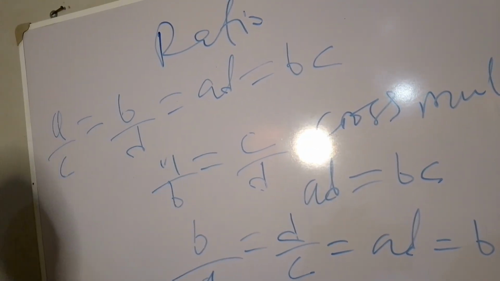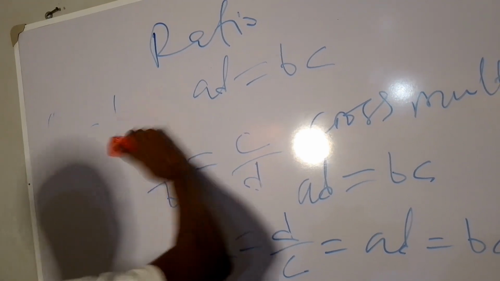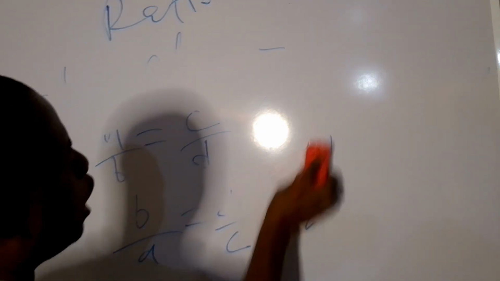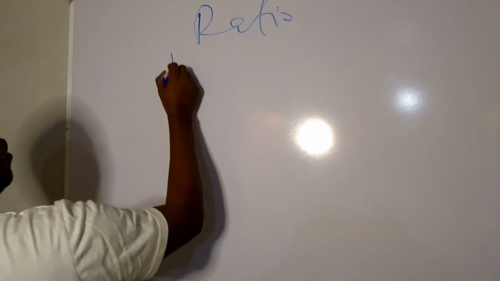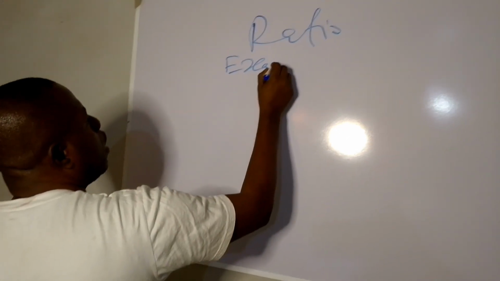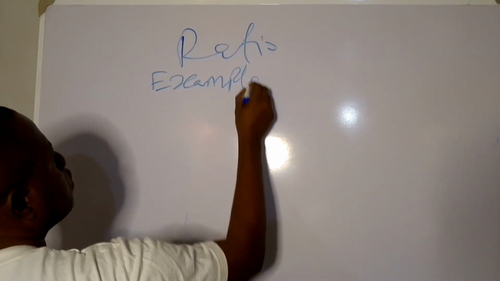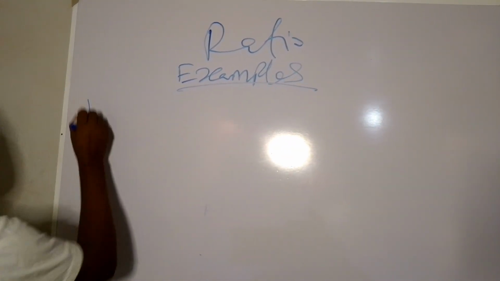Now let's look at a real example involving ratio. Like I said, ratio is a mathematical comparison of two numbers of the same type. Let's see some real examples. Example 1.